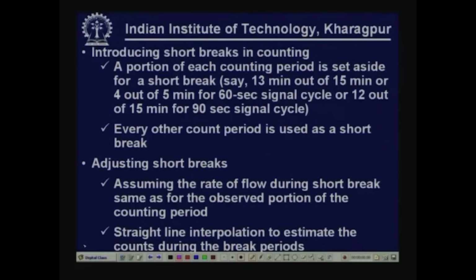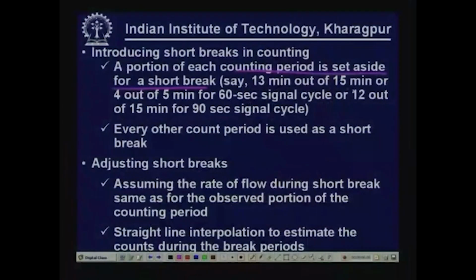One is a portion of each counting period is set aside for a short break. Again, let us try to understand that. Suppose it is a 15-minute counting. So, every 15 minutes we are trying to record the traffic data. That means 6 to 6:15, how much traffic volume, 6:15 to 6:30, how much traffic volume, like that. So, it is actually for 15 minutes, but we may record traffic volume data for 13 minutes in every 15 minutes, and the 2-minute time we can use for transferring the data.